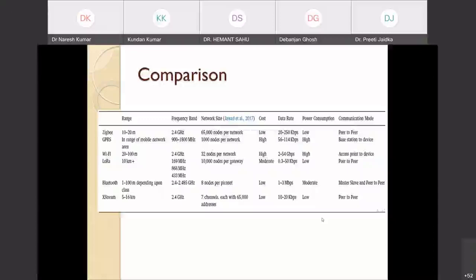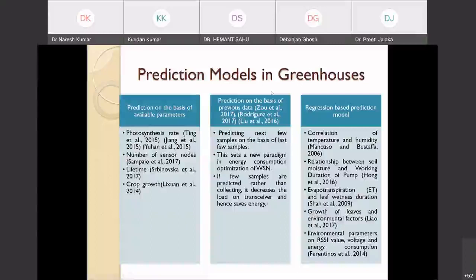Then we have certain prediction models in greenhouses. These prediction models are being made for disease prediction, and for the prediction of the sample data as well. So some are predictions on the basis of the parameters, and some predict on the basis of the previous data, some regression based prediction models. Some of them have the prediction on the basis of the sample. Instead of transmitting the actual sensed value, they can transmit the predicted value as well. So we'll not go into much detail on this.